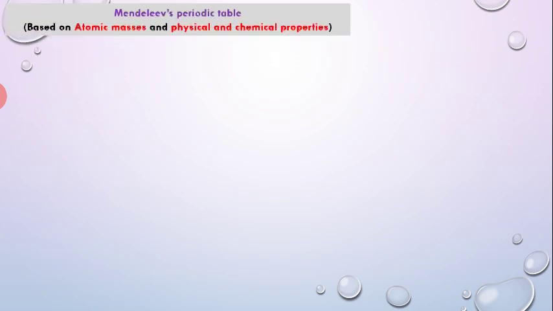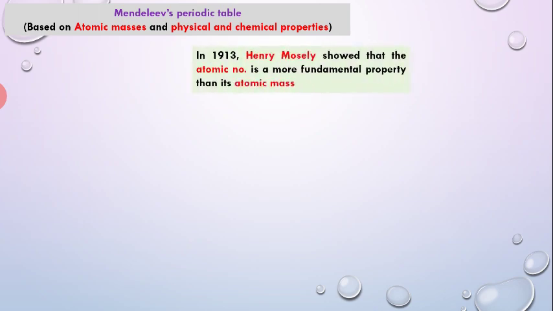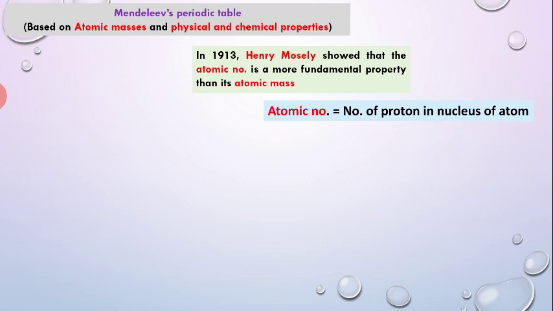First, we know about the Mendeleev periodic table, and this Mendeleev table is based on atomic masses and the physical and chemical properties of elements. In 1913, Henry Moseley saw that atomic number is a more fundamental property of an element when compared to the atomic mass. So, what is atomic number? Atomic number is the number of protons that a particular atom of an element has in its nucleus.